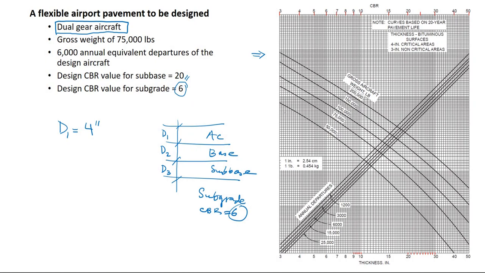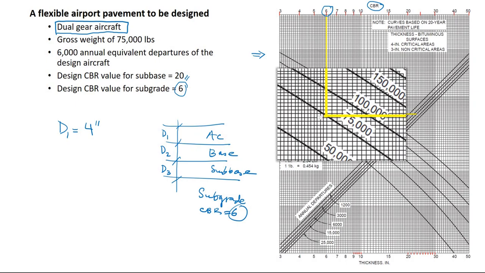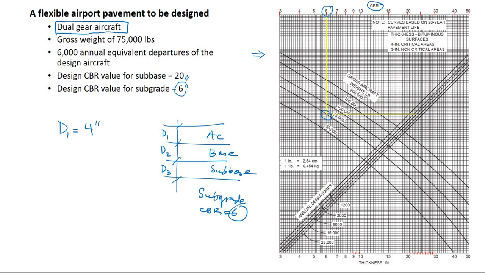If you focus on this design chart, the top row here is CBR values. So our value is 6. From here, we draw a vertical line up to the weight of the aircraft, which is 75,000. From there, we draw a horizontal line. If we zoom in, both lines are crossing here at 75,000. Then we stop when we reach the line of annual departure, which is 6,000. This is the third line, and from there we go down.